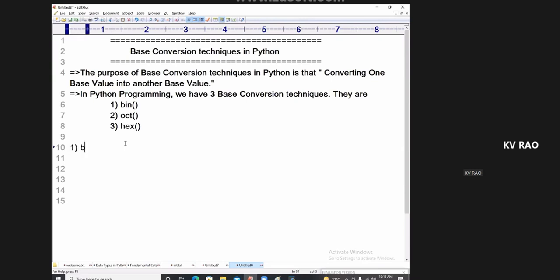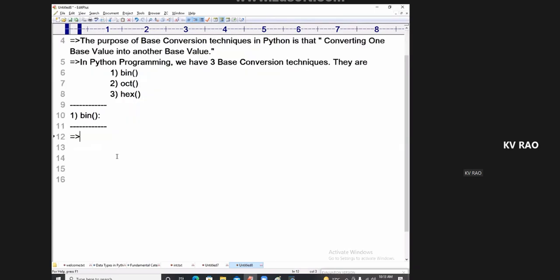The first function I'm going to explain. What is my first function here? bin of is my function. I'm going to use the function called bin of. Let us start with the bin of function. What is the purpose of this? Let us look at that. bin of.